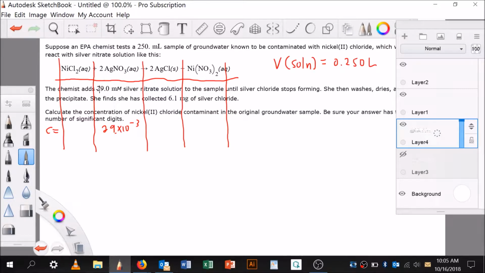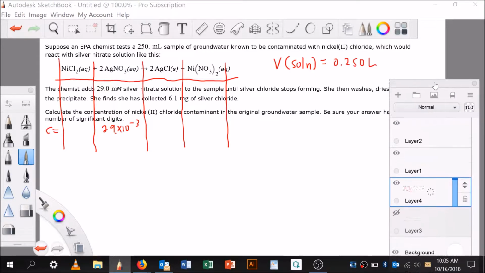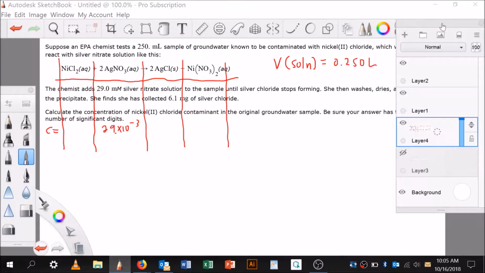Then she washes, dries, and weighs the precipitate. She finds that she gets 6.1 milligrams of silver chloride, and that's in this table. So our mass of silver chloride is 6.1 times 10 to the minus 3 grams.